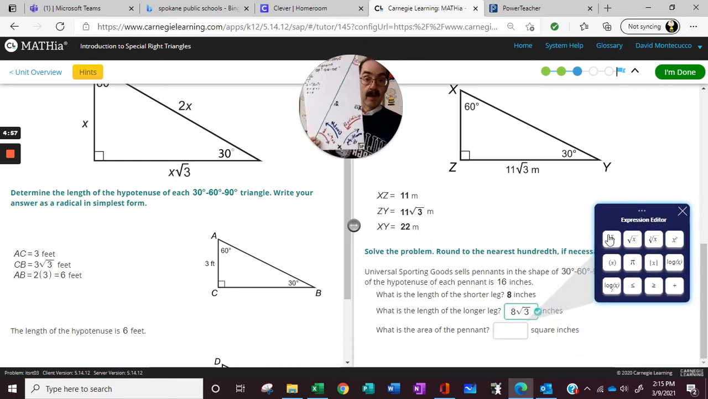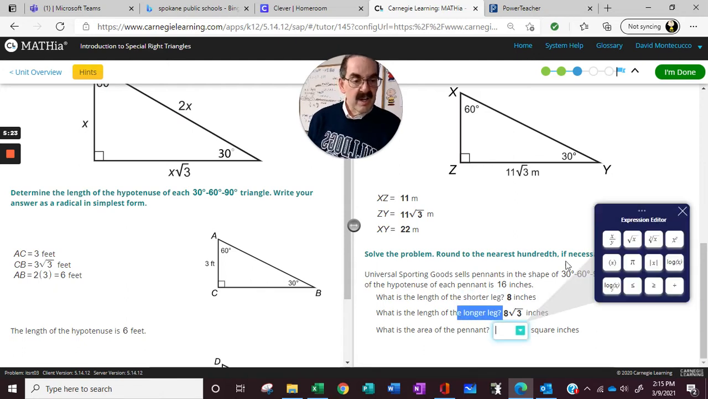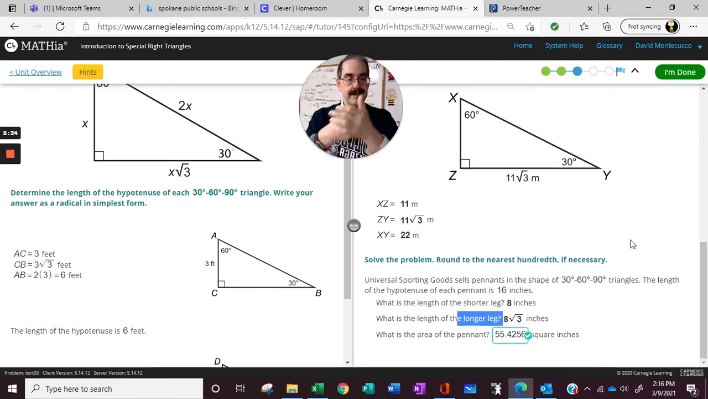Now, did we talk about the area of a triangle? Remember, for a rectangle it's length times width. For a triangle, it's length times width divided by 2. So we have the length, shorter, longer. So let's get our fraction maker: 8 times 8 radical 3 over 2. Cut it in half. Awesome.